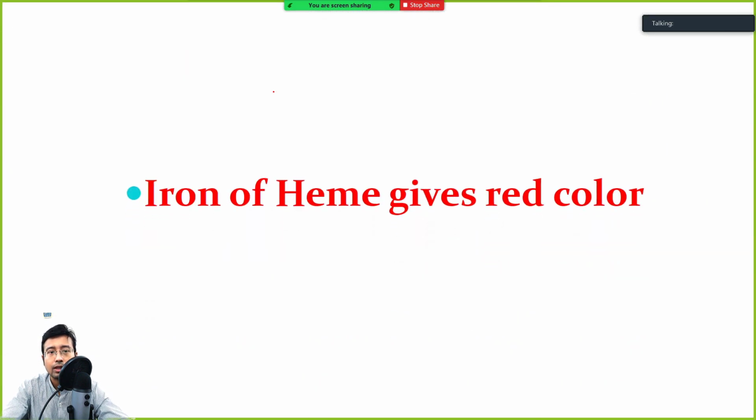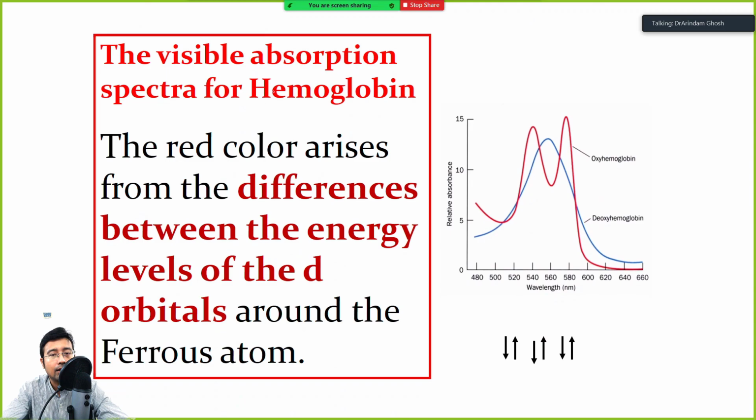Anyway, in the last class we concluded our discussion of how the iron of heme gives it red color. There we discussed the difference in the energy levels at the d orbital, at the iron atom, the ferrous atom, and there are also methanol bridges. I will come back to this later. There is a complex discussion.